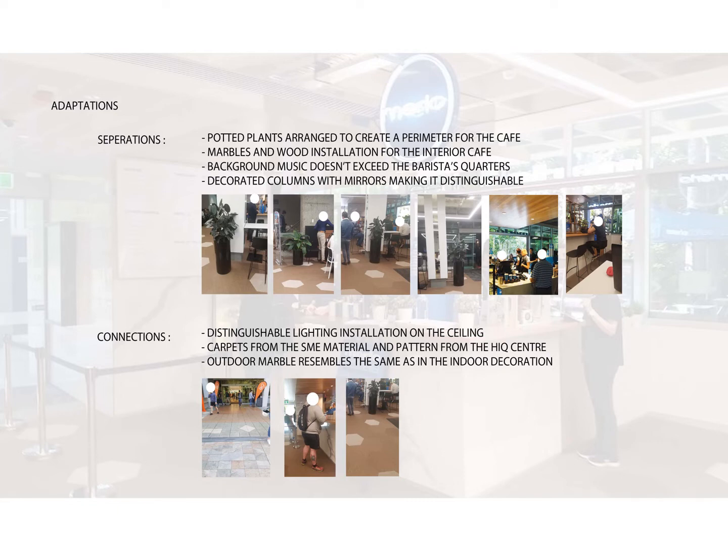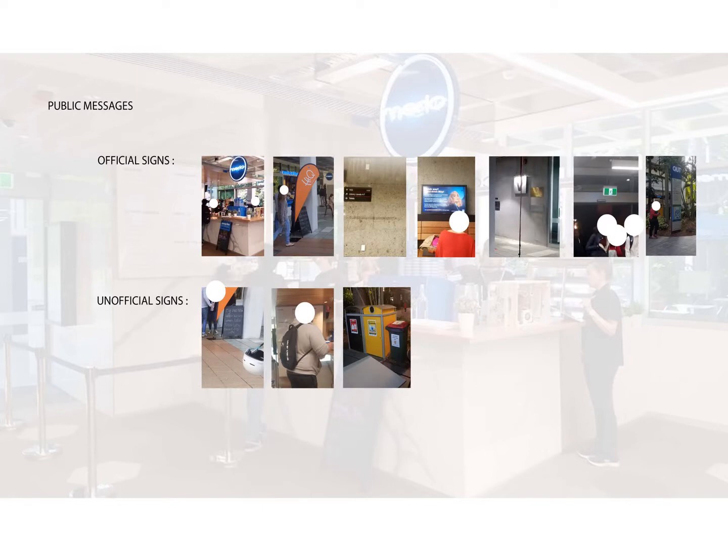Connections. There is distinguishable lighting installation on the ceiling, carpets of the same material and pattern as the High Q Center, and outdoor marble resembles the indoor decoration. For public messages, there are official signs such as the MERLO Cafe sign, the High Q sign, the pathway sign, the V block sign, and especially the exit sign on each exit. Some unofficial signs, such as the blackboard containing the menu selection, are located outside near the columns, along with menu boards and signs for designated trash bins, specifically for coffee cups.